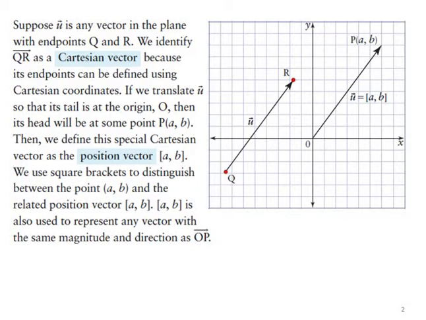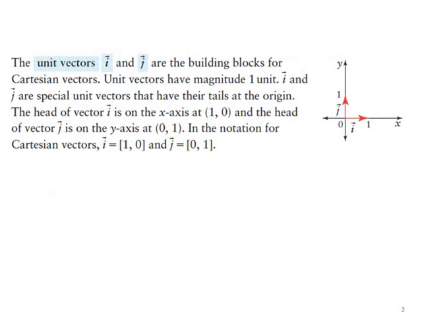So whenever we have round brackets, we call it a point. Whenever we have square brackets, it means that we are dealing with a position vector. So [a, b] is also used to represent any vector with the same magnitude and direction as OP. So it doesn't matter the location, direction and magnitude is only important. Now let's see what that means when we are talking about unit vectors.